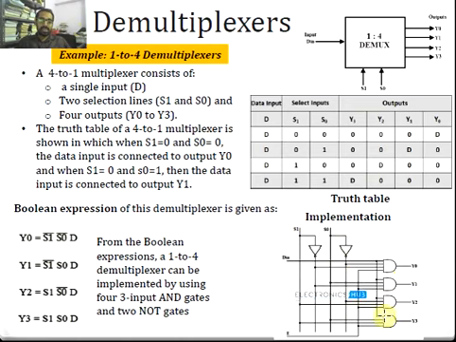demultiplexer. You can see here there are 4 AND gates and 2 NOT gates, and this is our input line, and these are the select lines. S1 and S0 are the select lines, and there are two other lines which are constructed by the NOT operation of these two select input lines.